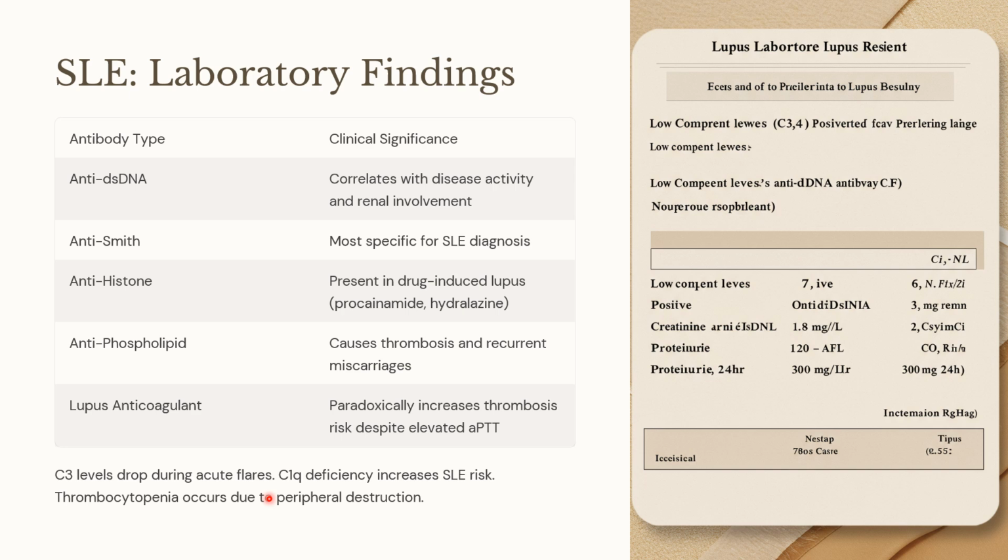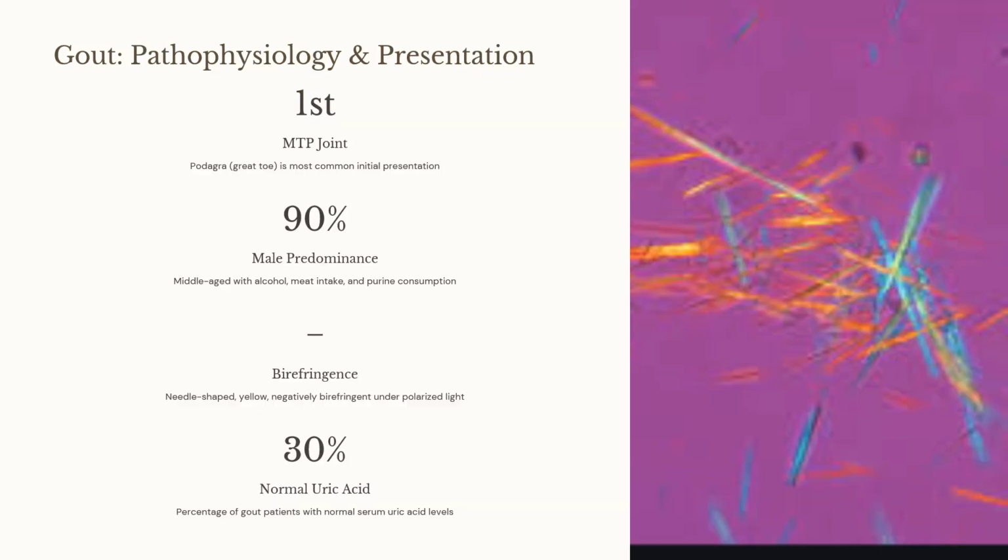So when they inherit a C1q deficiency, they are at an increased risk of SLE. And even when they don't inherit any complement deficiency, but simply have SLE, then C3 levels will drop during the acute flare-up. This is the concept. Then in SLE, there is also peripheral destruction because of these antibodies, so therefore they can even present with thrombosis.